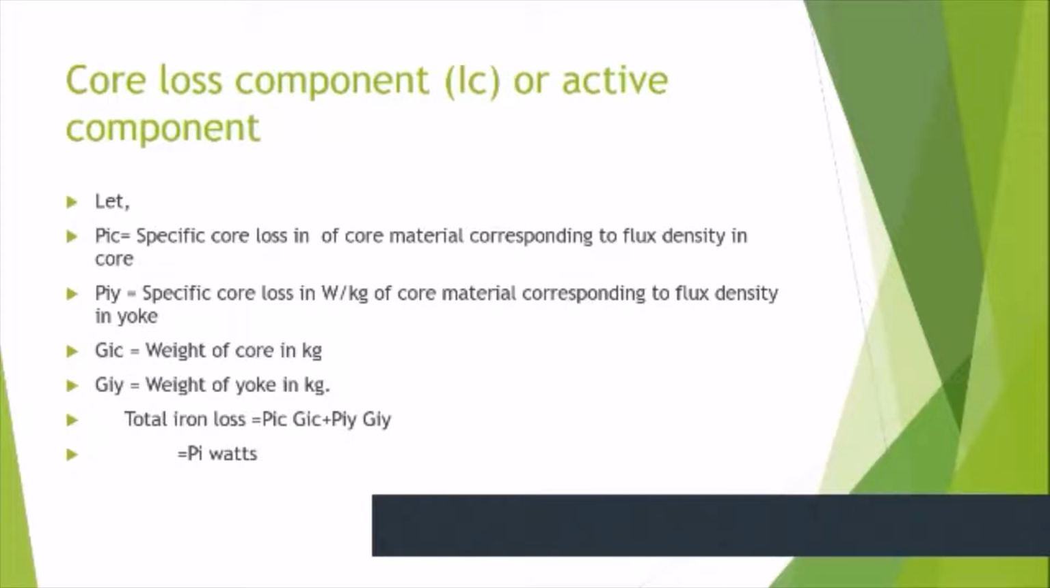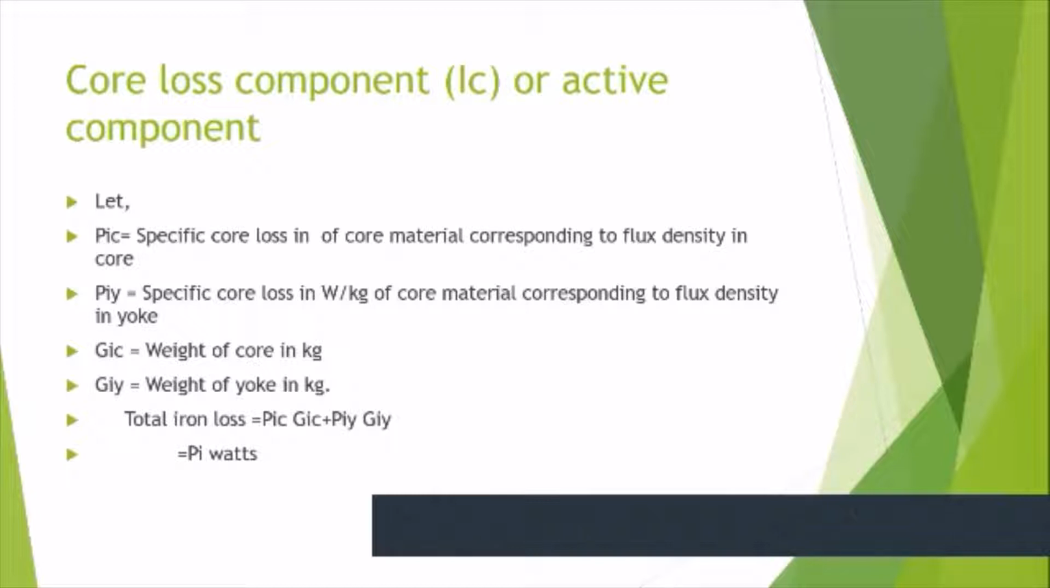PIC is the notation given to the specific core loss in core material, in watts per kg, corresponding to flux density in the core. PIY is equal to the specific core loss per kg of core material corresponding to flux density in the yoke. GIC is equal to the weight of the core in kg. GIY is equal to the weight of the yoke in kg. So the total iron loss is equal to PIC GIC plus PIY GIY.